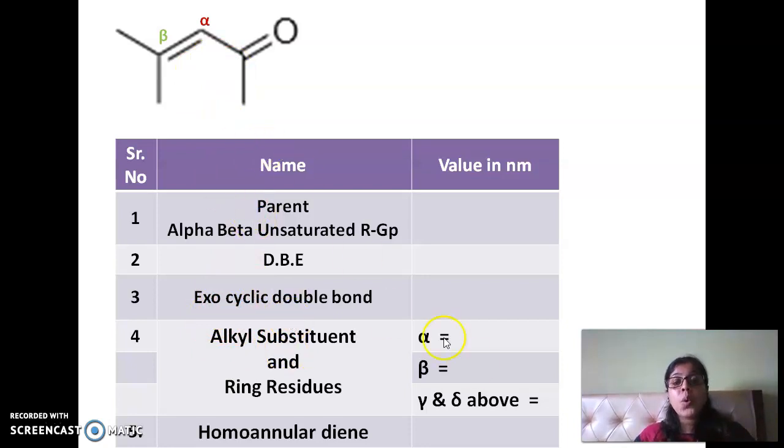Alkyl substituent. Now I have to go in a linear manner sequentially, alpha, beta and then gamma. So here I have alpha. Do I have any alkyl substituent here? No. Ring residues? No. So it's 0. For beta, what do I see? I see 2 alkyl substituents, the orange circles, right? I do not have ring residue but 2 orange circles, which are alkyl substituents. For each beta I add plus 12. So 12 into 2, that is 24 nanometer.